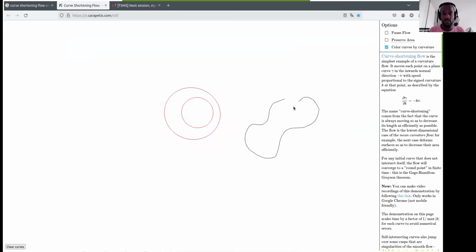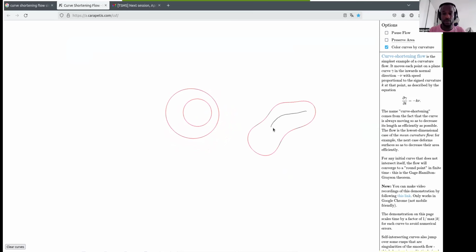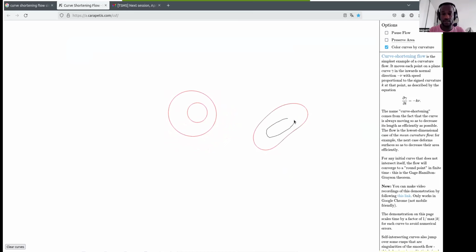Let's take this, for example. I take another one inside, they do not intersect. Take another one. I can draw curves here. I let them flow. Their flow will not intersect the big curves outside.